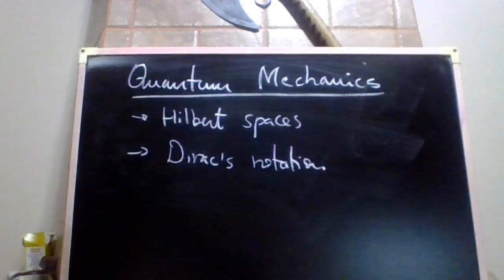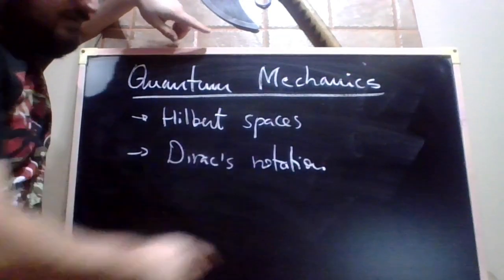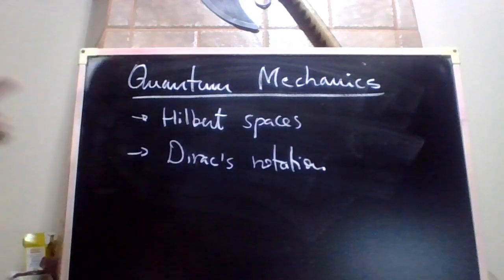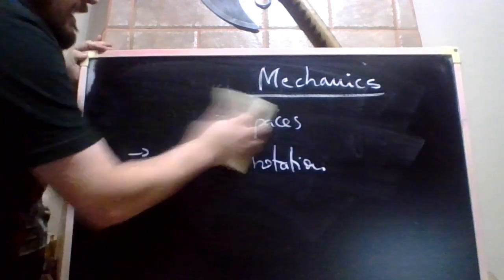So let's go. Let's start talking about Hilbert spaces. We also will describe the Dirac notation, or Dirac's notation. So first, let's start talking about Hilbert spaces. I will not be mathematically rigorous here, so forgive me if you have a more profound mathematical background. Let's see. Okay, I guess the board is visible now.